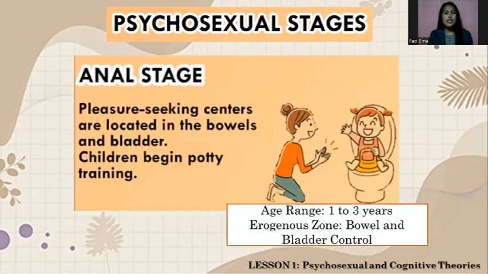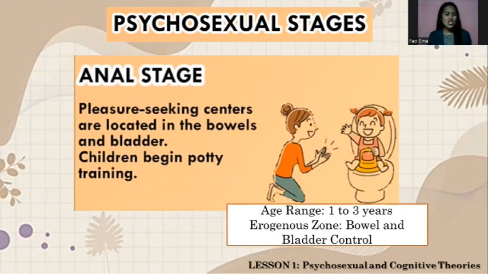And next, let's go with the next stage, the anal stage. In this stage, the pleasure-seeking centers are located in the bowels and bladder. Children begin potty training. The age range of this is 1 year to 3 years old. So the erogenous zone is the bowel and the bladder.